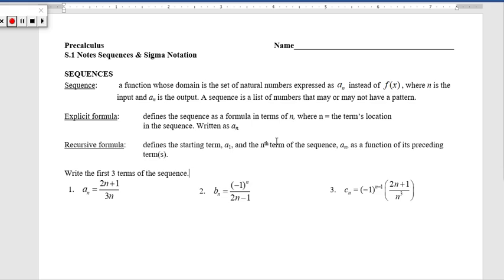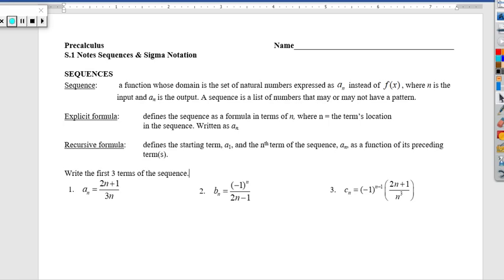Okay, today we're going to start our virtual unit on series and sequences. First, a sequence is just a function whose domain is a set of natural numbers, expressed as a sub n rather than f of x, where n is your input and a sub n is your output. We do have explicit formulas, resembling y equals, and recursive formulas using the term before. So let's take a look first at an explicit formula.